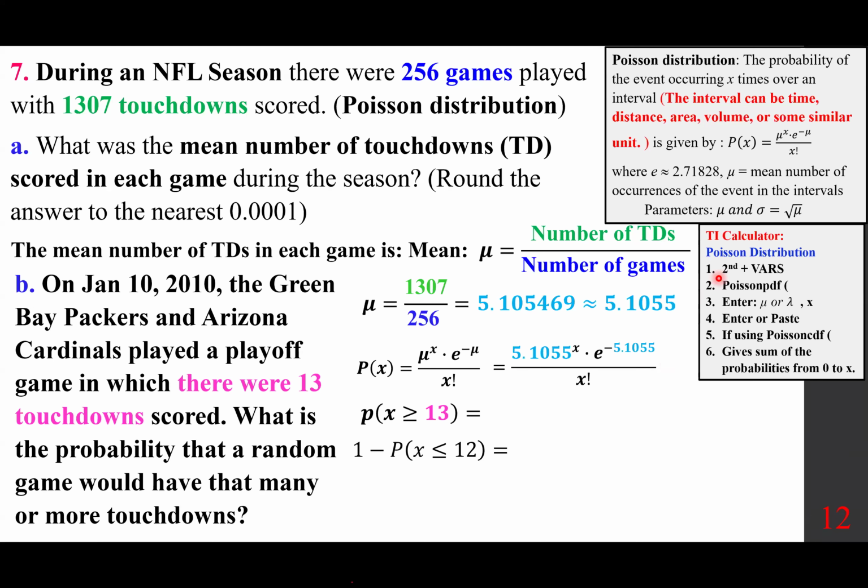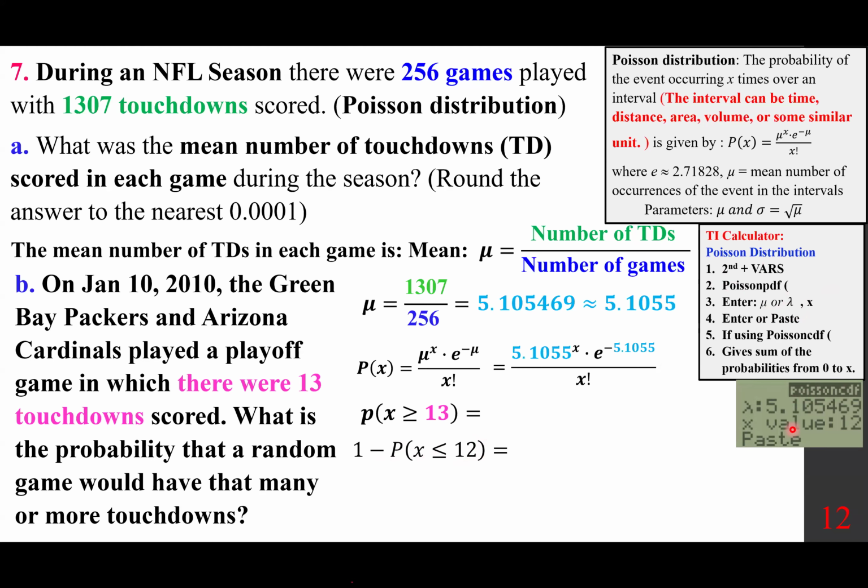If you want to go with technology such as a TI calculator, second variable is Poisson PDF, mu or lambda or X. By the way, in many texts, they use lambda instead of mu. Lambda represents the mu, okay? And so in this case, we're going to go with Poisson CDF for 12, okay? We're going to calculate this part, just the 12, and then subtract it from 1.